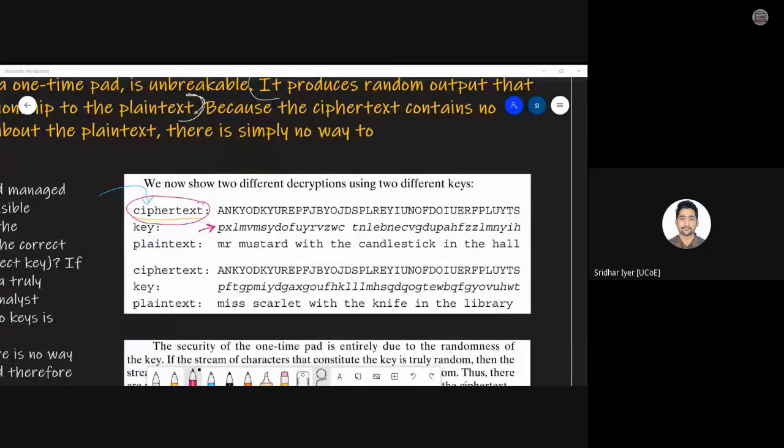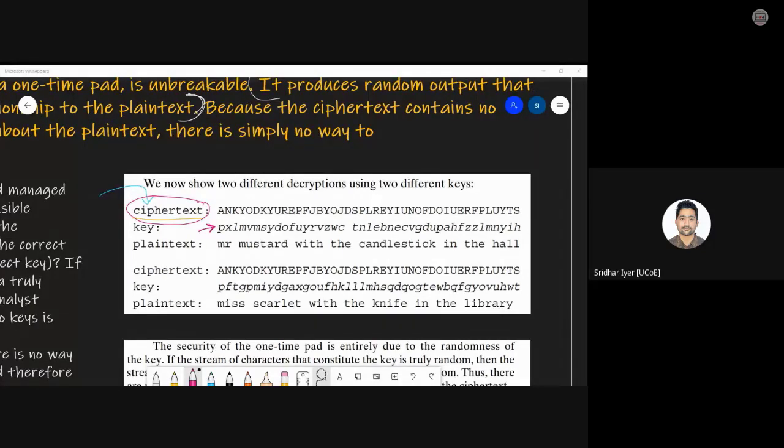So this is nothing but a cryptanalysis shown to you. The attacker has got access to the ciphertext. The attacker will try to apply different combinations of keys on that ciphertext so as to get a meaningful plain text. But in this case, if the attacker applies this particular key to the ciphertext, he is getting some answer. Mr. Mustard with the candlestick in the hall.